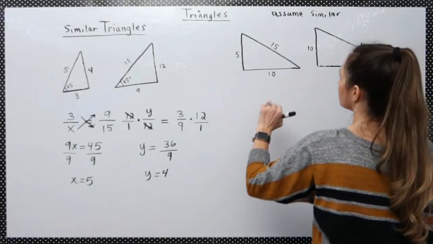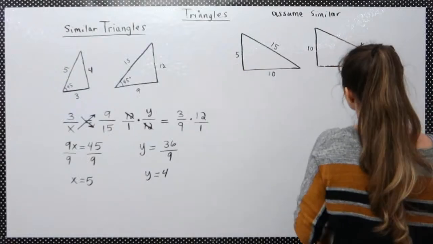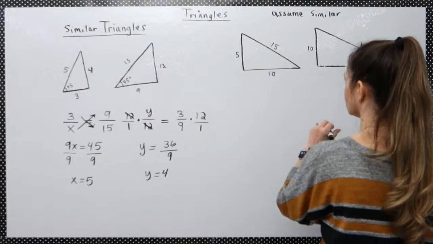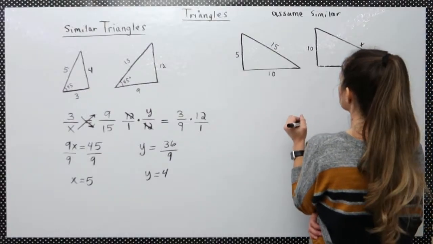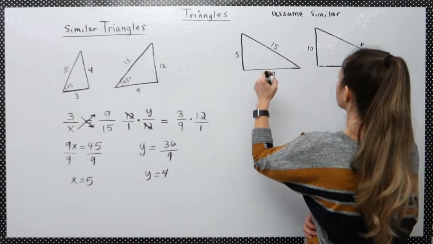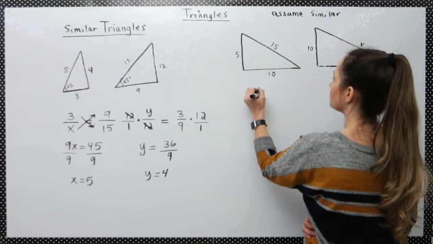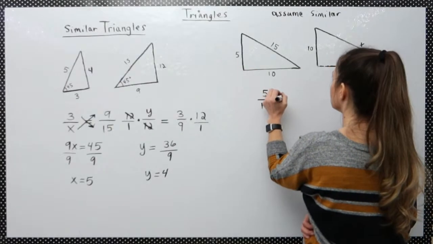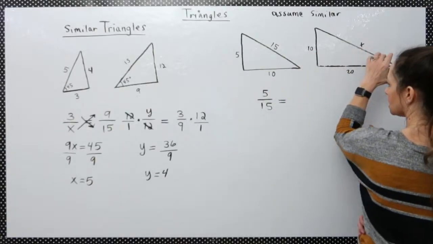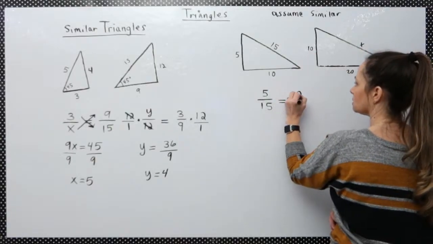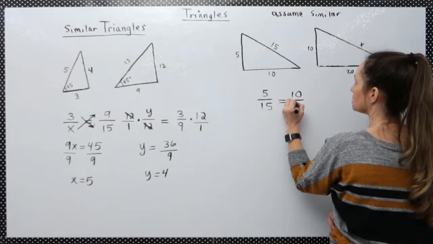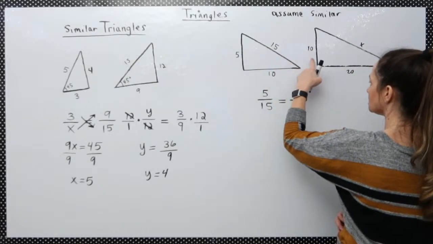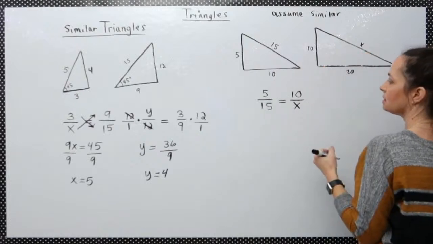Okay, all right. So this is not a good problem. It's not the one I want to do. It's okay. We'll do it anyway. So I have 5 is to 15 as 10 is to X. Okay, and see what happens.